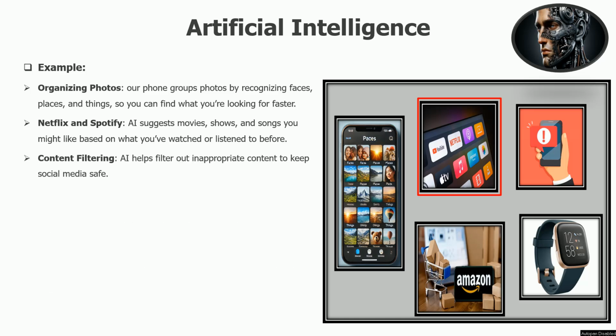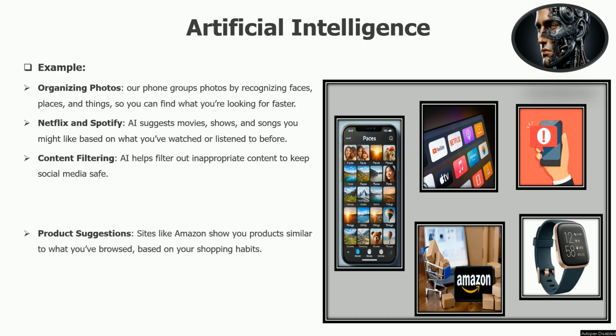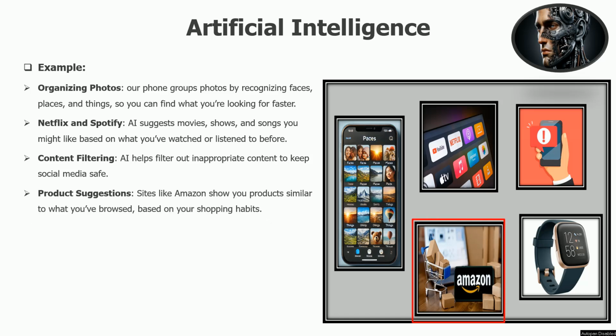Content filtering. AI helps filter out inappropriate content to keep social media safe. So this is one of the important features of AI. Product suggestions. Sites like Amazon show you products similar to what you have browsed based on your shopping habits. Here everything is connected to each other. Let me try to explain what exactly it means.